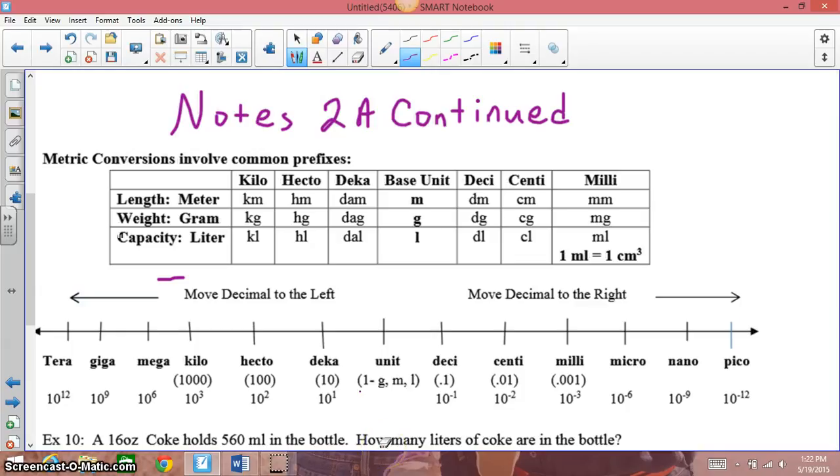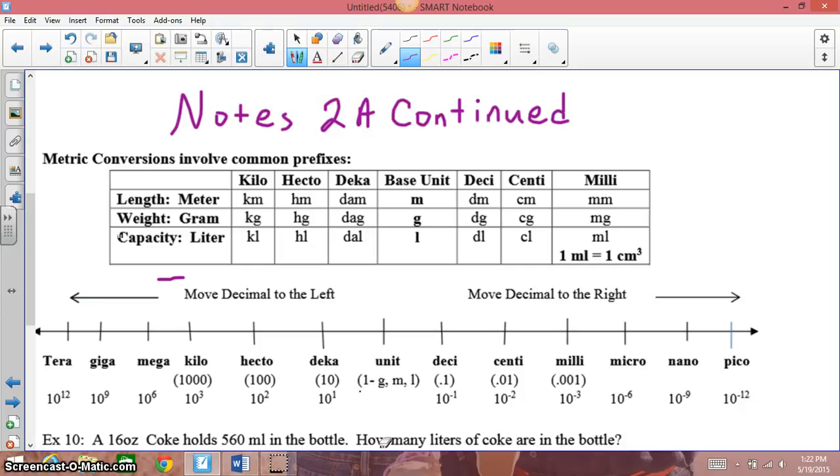So as you probably noticed, I ran out of time in the last video, so I will just pick back up where things were not quite finished. I'm going to call this Notes 2A Continued. As you'll see here, we're looking at metric conversions at this point.